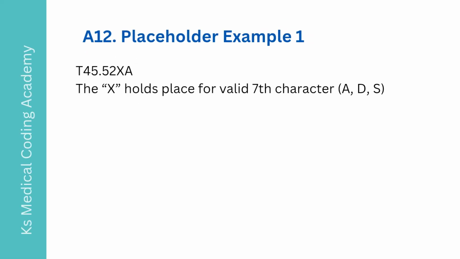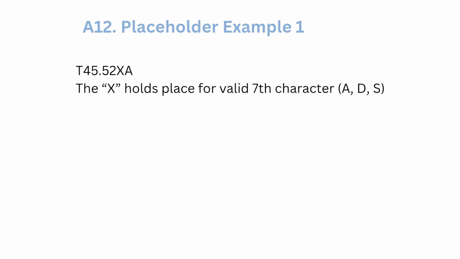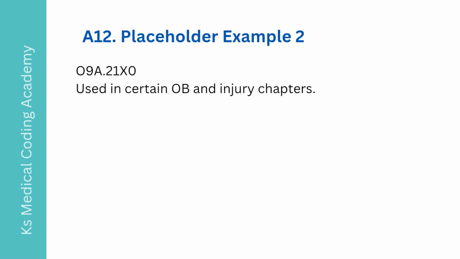Placeholder example 1. For example, T45.52XA shows the X as a required placeholder so the seventh character, in this case A for initial encounter, can be correctly appended. Placeholder example 2. Another example, A19.21X0. Here the X holds the position so the code can accept its required extensions in OB and injury chapters.